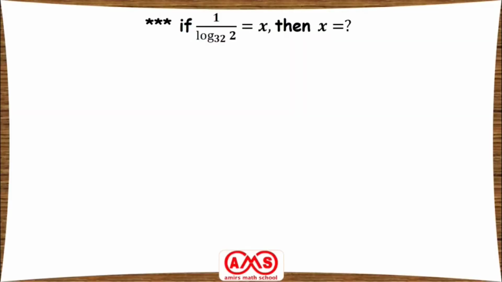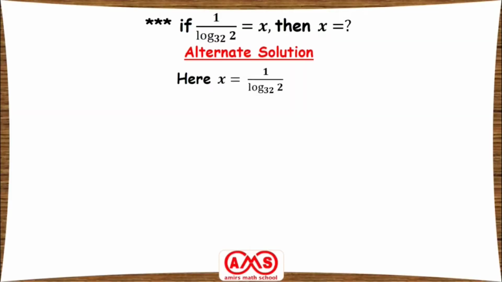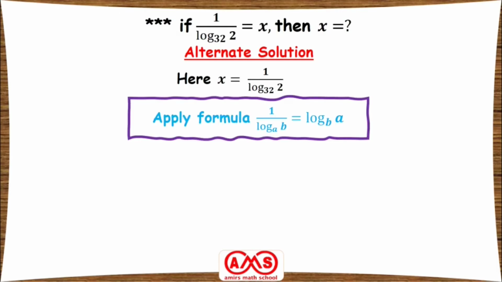Now let's see one alternative solution of this problem. That is, here x equal to 1 divided by log 32 base 2. So apply the formula, that is 1 divided by log a base b equal to log b base a. According to this formula, 1 divided by log a base b, we can write this one as log b base a. Just these two numbers will be interchanged.